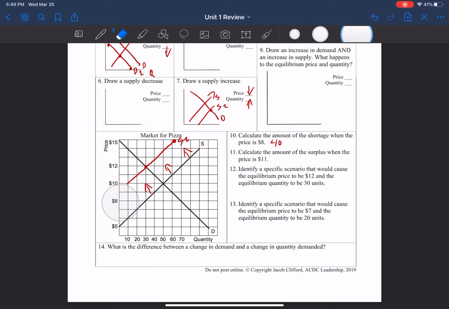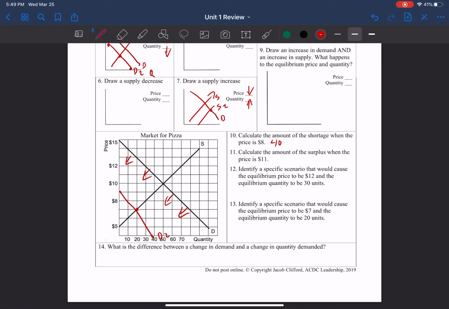Now we look at 13. They want an equilibrium price at $7. So let's put that right here. And a quantity of units to be 20. Now we can't move the supply line because it's already on there, but we can move the demand line to get there. So again, shift to the left. It's our new demand line.